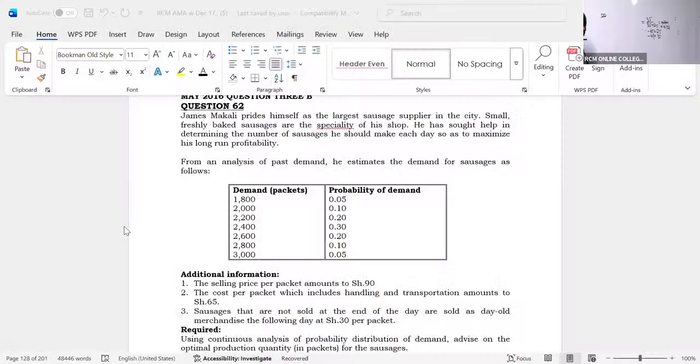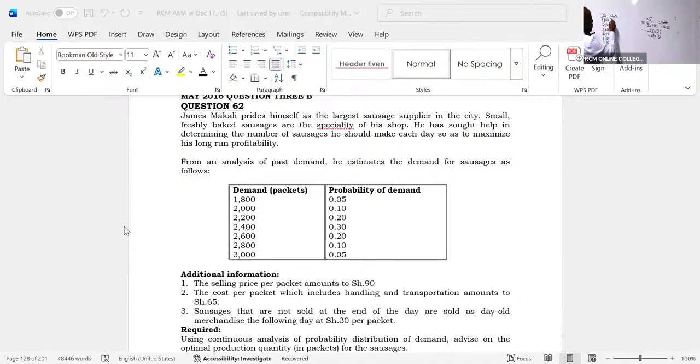So we have the demand here. We have 1800, 2000, 2200, 2400, 2600, 2800, and 3000, with the probabilities given.